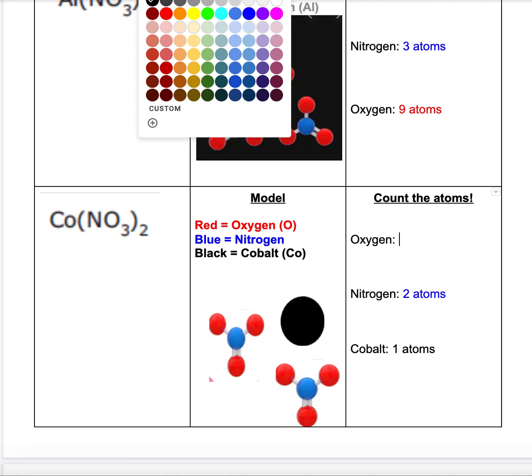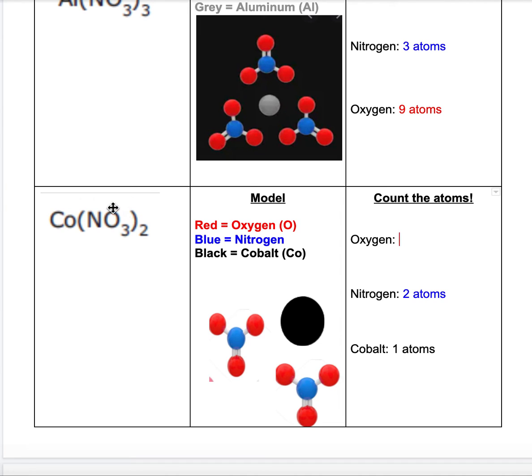Last example is oxygen, y'all. Go inside the parentheses. In a single group of this molecule, we have 3 oxygens. I have a little 2 outside my parentheses, which tells me I have 2 groups. 2 groups of 3 oxygens, 3 times 2, gives me 6 atoms of oxygen. I come up and I check my model. I should have 6 red spheres. 1, 2, 3. That's my first group. 4, 5, 6. All right, y'all.